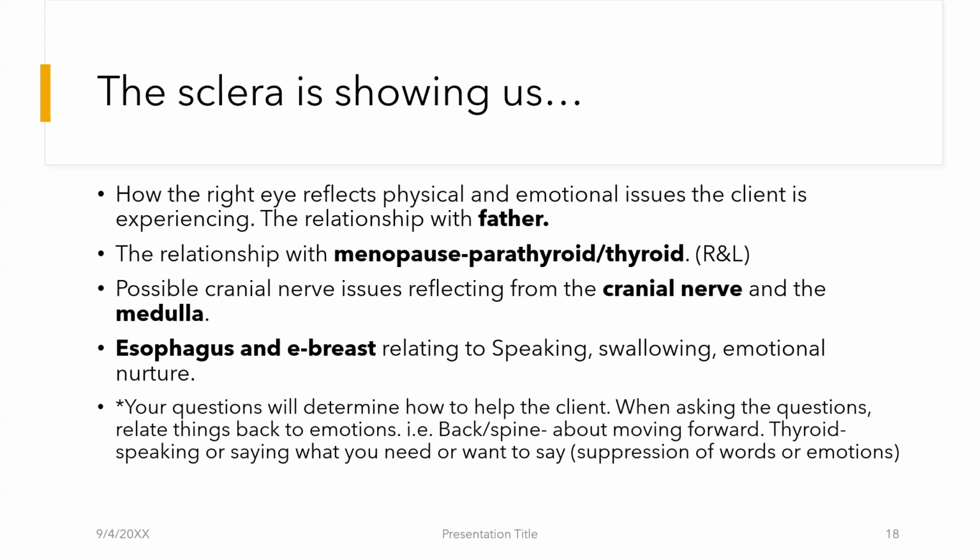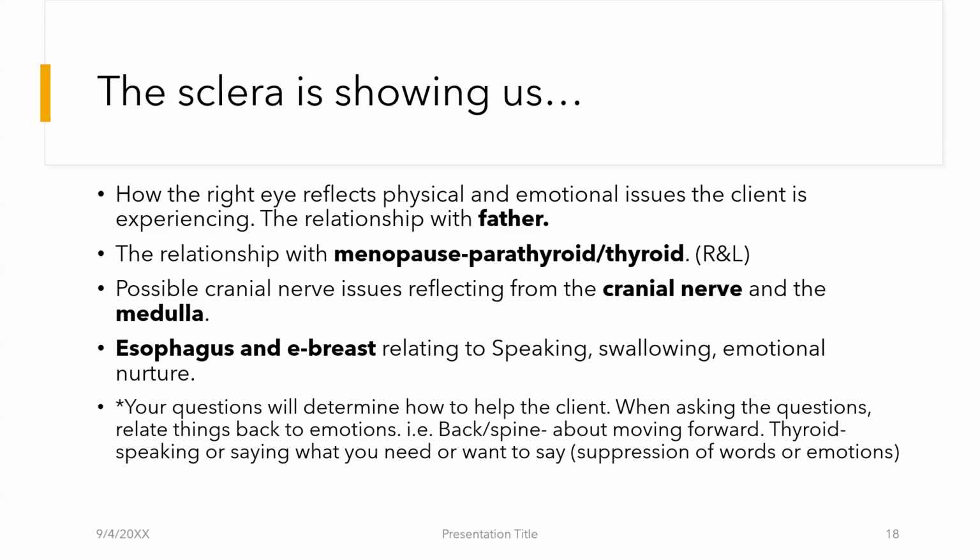So your questions are going to determine how you're going to help your client. When you're asking the questions, relate these things back to the emotions, like to the back and the spine. Is that about moving forward in life? Has she moved forward from the hurt she felt from her father? It was heavier on that right side than on the left. But you know what? That spine is in the center. That's why we can see reaction or vessels on both sides. But has she moved on?